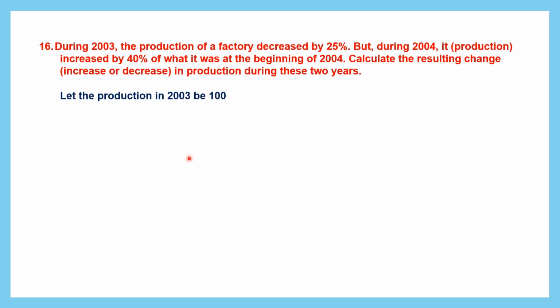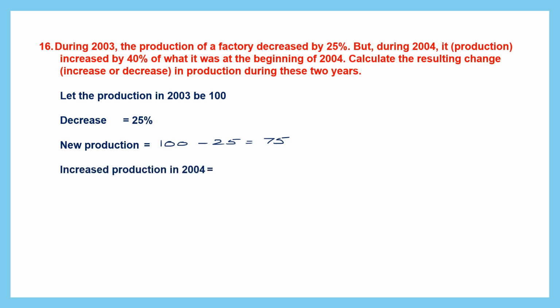So let's begin by saying let the production in 2003 be 100%, and here the decrease is 25%. That means the new production will be, the original was 100, from that we decrease 25. So 100 minus 25, so this is 75. So the new production is 75.